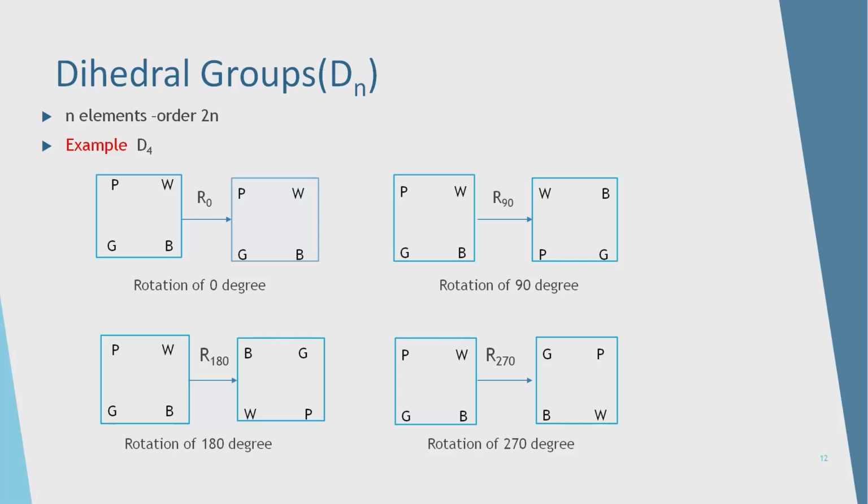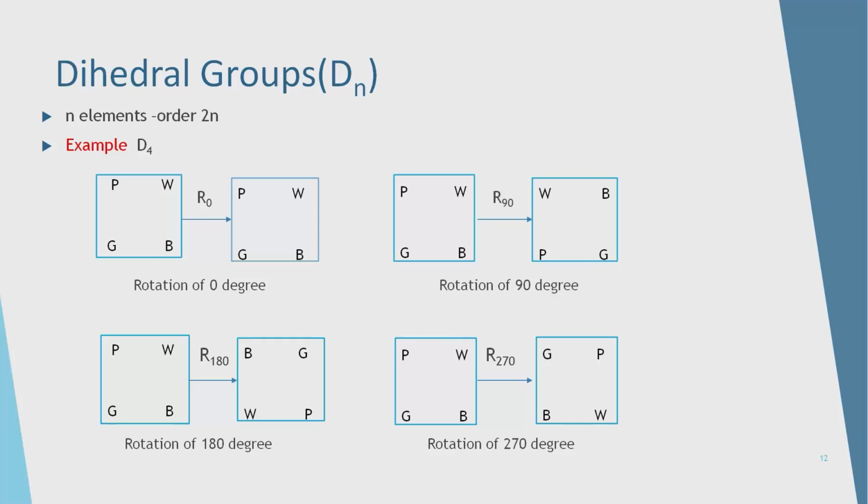The 4 corners are colored with different colors: pink, white, green, blue. The first one is a rotation of 0 degree. 0 degree means there is no change in their position. P goes to the same position P, W goes to W, G goes to G, and B goes to B. Another one is a rotation of 90 degree. That means each element goes to the next position, just a single rotation. That is, P goes to the place of B, then W goes to P, then B goes to G. This is a rotation of 90 degree.